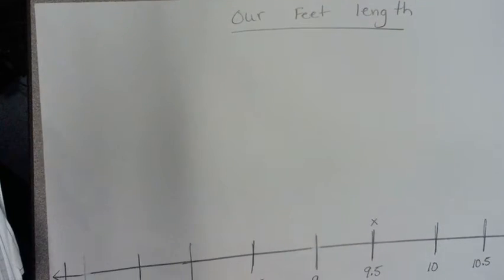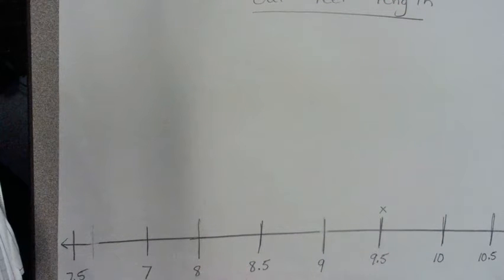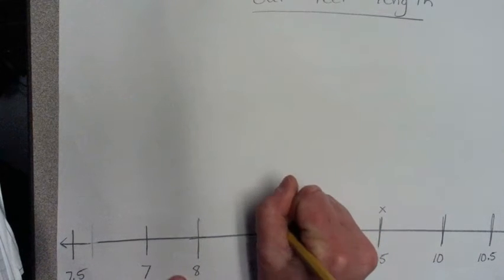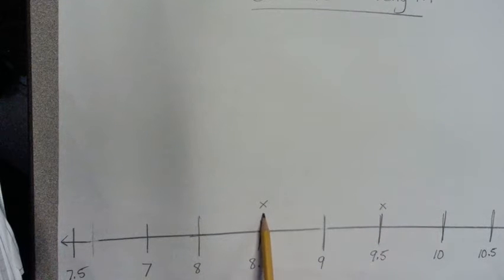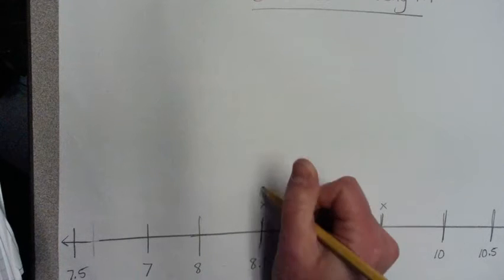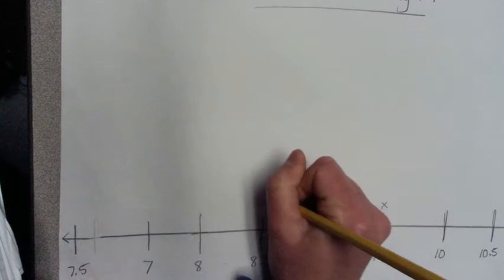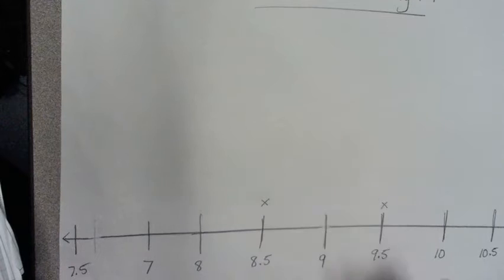Okay, let's start with our foot length. So this student has a foot length of 8.5 inches. So we're going to make a little X at 8.5 inches. Okay, so we had one student that had a foot length of 9.5 and one that had a foot length of 8.5. So every time a student has one of these lengths, we're going to put a little X. So if our next student has an 8.5, then I would put another X there.